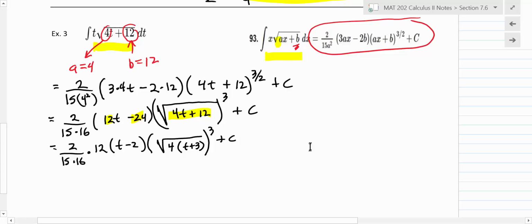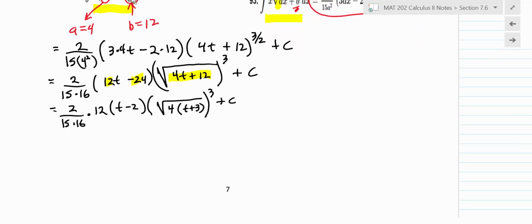We still have quite a bit we can do. You can reduce 12/16; they both divide by 4, so that's 3/4. And notice the 2 and 4 reduce too, to 1/2. I just try to reduce as much as I can. You can do whatever you need to do as a student on this. 3 over 15 is 1/5, so what I'm left with is 1 times 1 over 5 times 2.